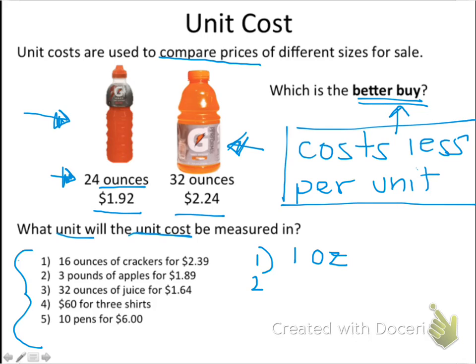I'll do number 2 as well, just to make sure it's clear. 3 pounds of apples for $1.89. The unit cost will be measured in 1 pound. Remember that LB stands for pound. Try doing the next 3 on your own.